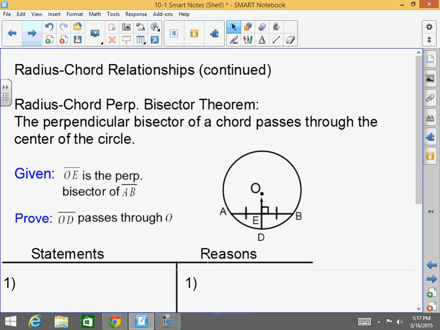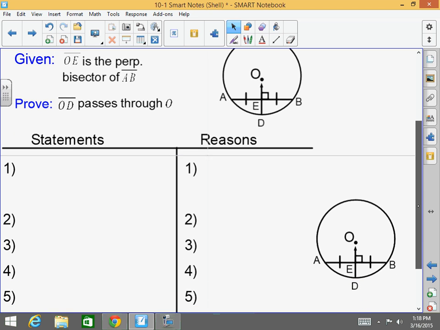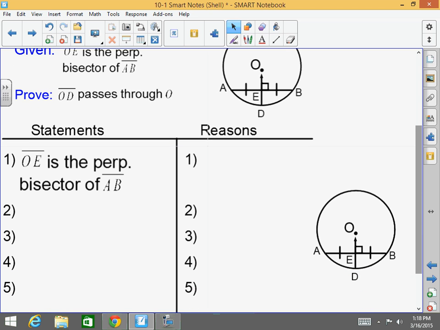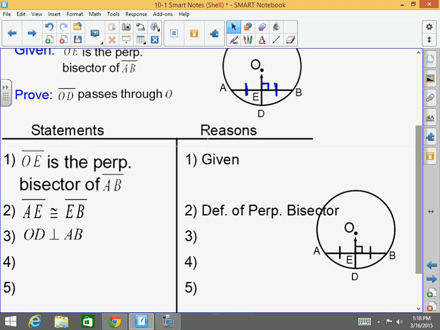Okay, last but not least, the radius-chord perpendicular bisector theorem. The perpendicular bisector of a chord passes through the center of the circle. Very simple here, very simple. What's happening here? Number one, you have OE is perpendicular bisector of AB. So right off the bat, you know that you have a right angle, and you know that it bisects the chord AB. So AE is congruent to EB, definition of perpendicular bisector. OD is perpendicular to AB, definition of perpendicular bisector.